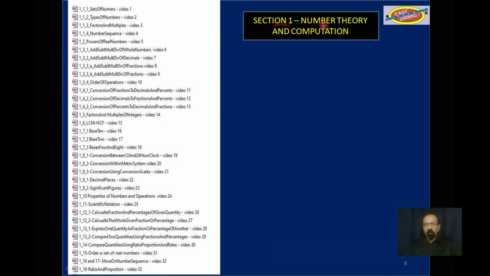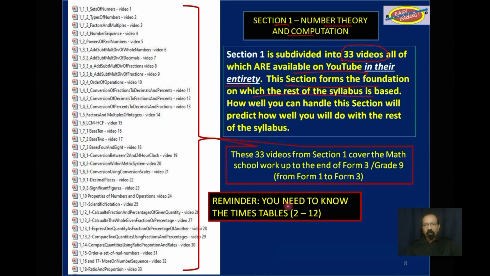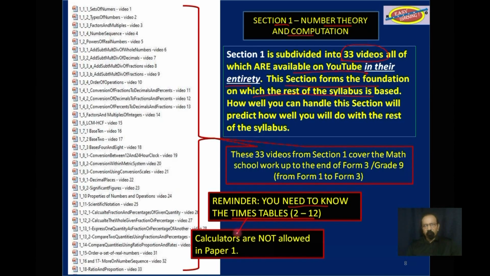Going back to Section 1, Number Theory and Computation, I have divided that section into 33 videos, and as I previously said, all of them are available on YouTube in their entirety, especially since this section forms the foundation on which the rest of the syllabus is based. Reminder that if you are writing this exam for CSEC, you need to know the times tables 2 to 12, especially since calculators are not allowed in Paper 1.